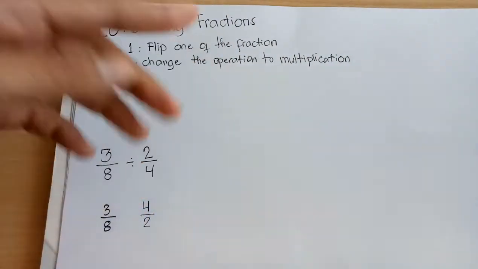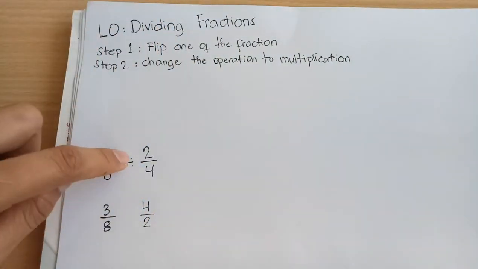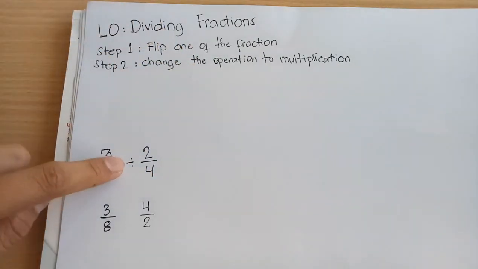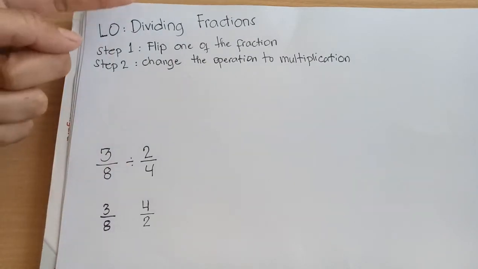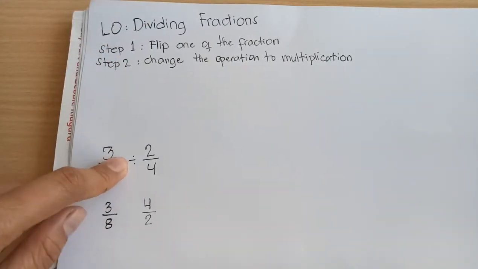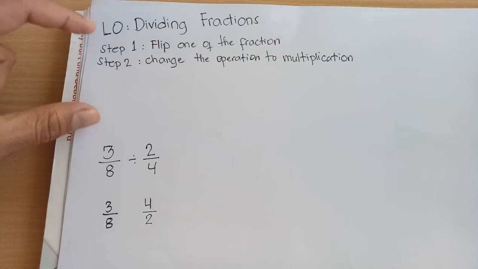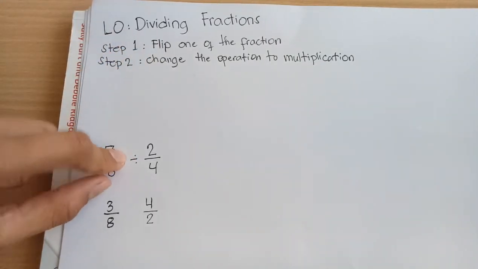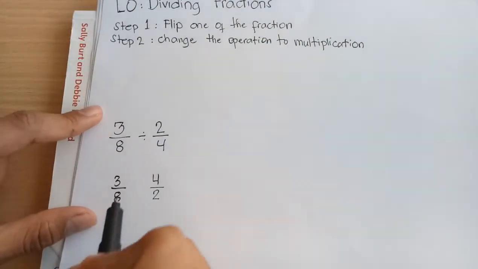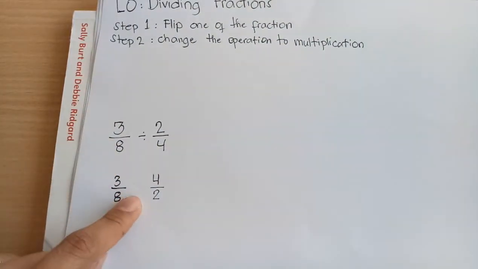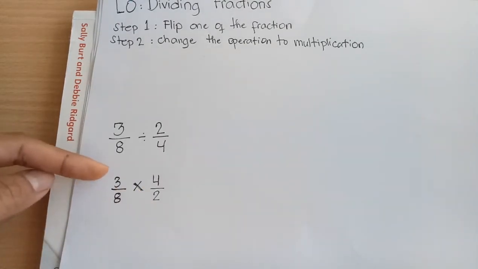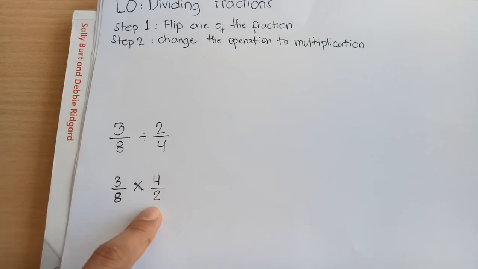What do you mean by operation? What I mean by operation is plus, minus, times, and divide. And in this one, we have division because we're dividing fractions. But since we flipped one of the fractions as step one, the step two is we change the operation, the division, to multiplication. So the sign that we're going to use here is multiplication, like this. So now we have 3/8 times 4/2. This is the step two.